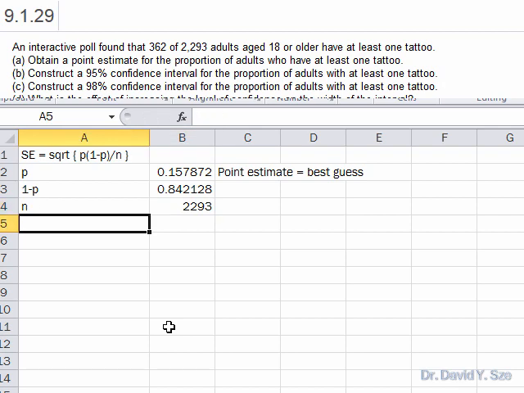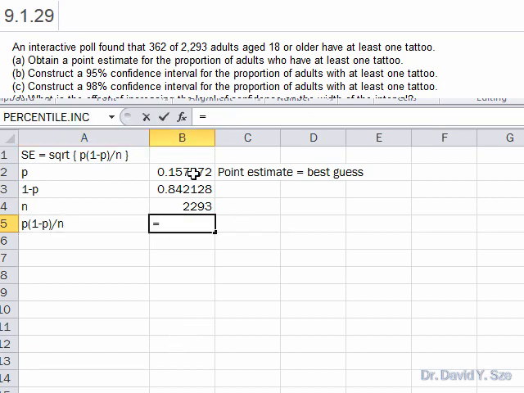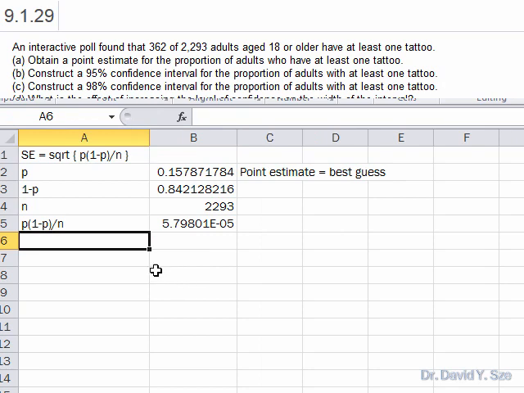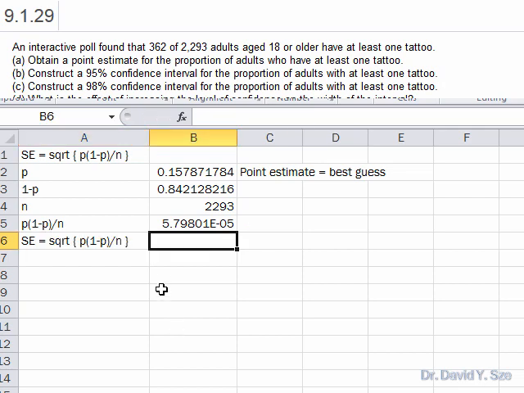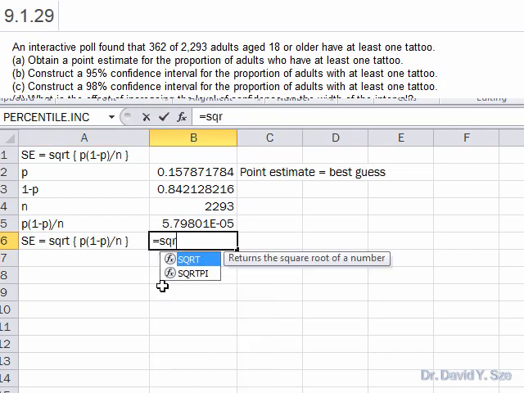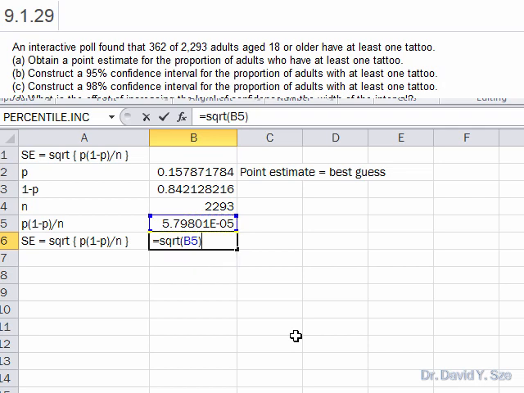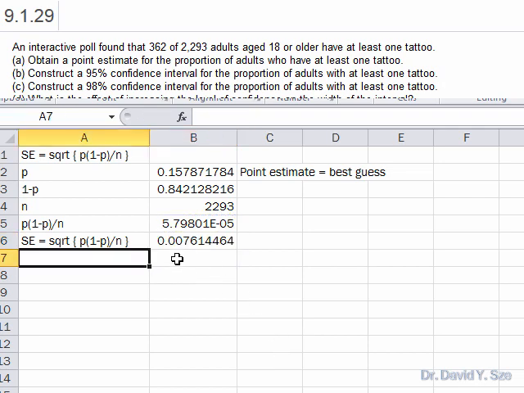Now let me just calculate p times 1 minus p over n. That's equal to p, I'm clicking everything, times 1 minus p divided by n. And each time I'm clicking on the cell. So that's p times 1 minus p over n, and the standard error is the square root of that, equals sqrt, the Excel function for square root, and I'm going to click that number. So the standard error is 0.0076144464, etc.